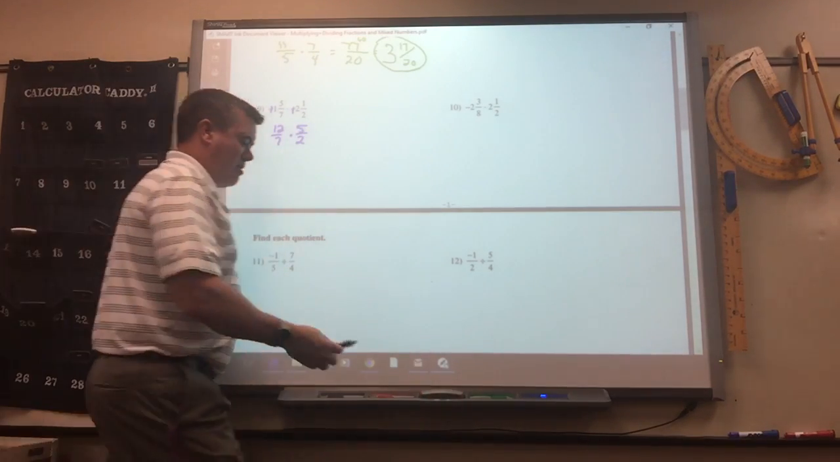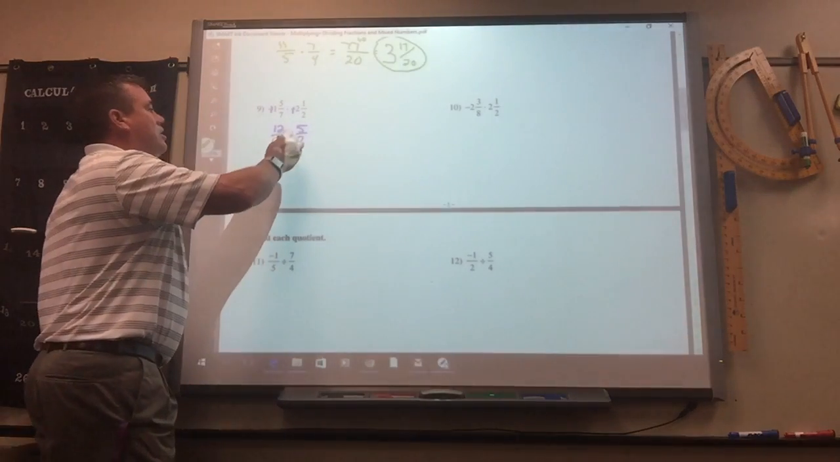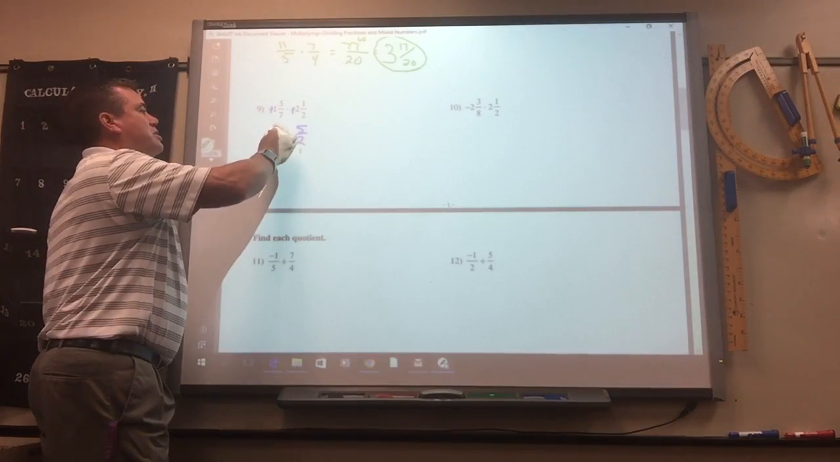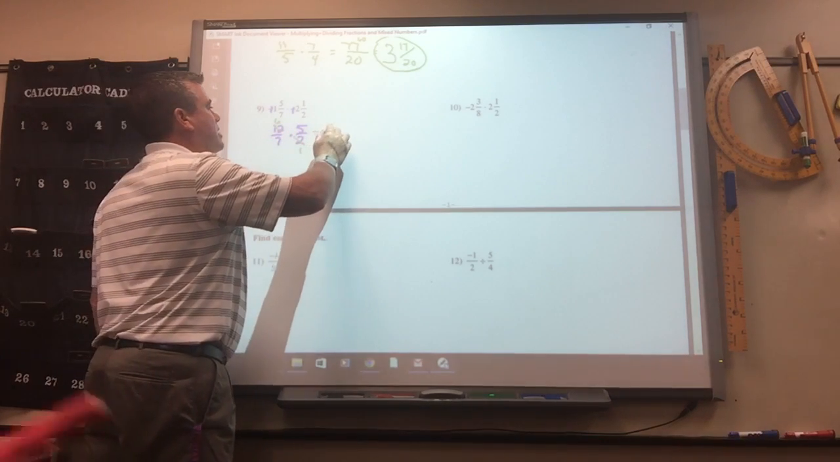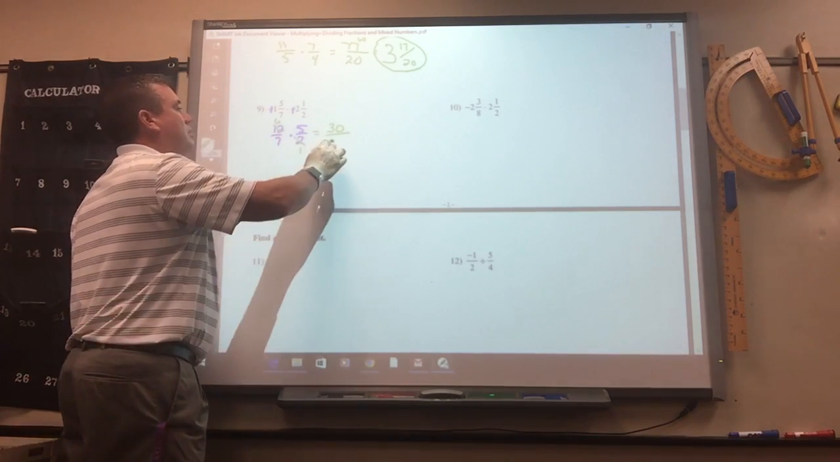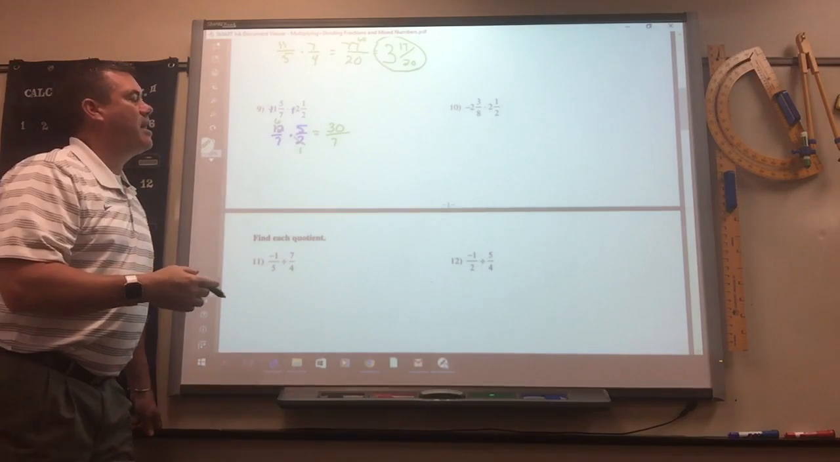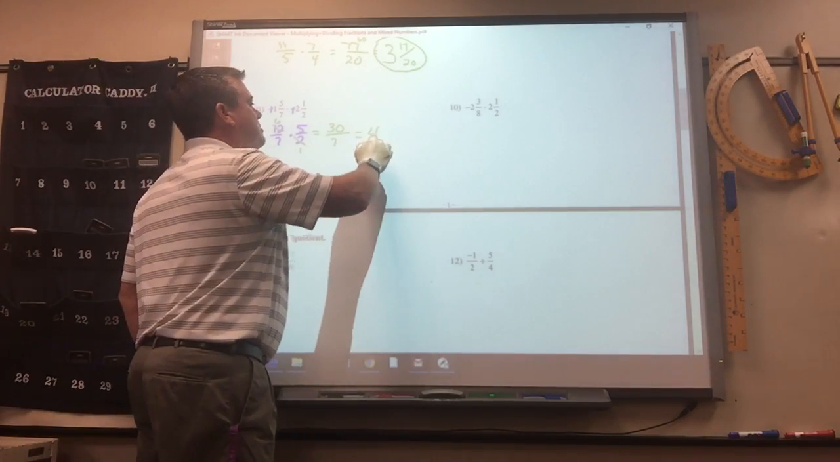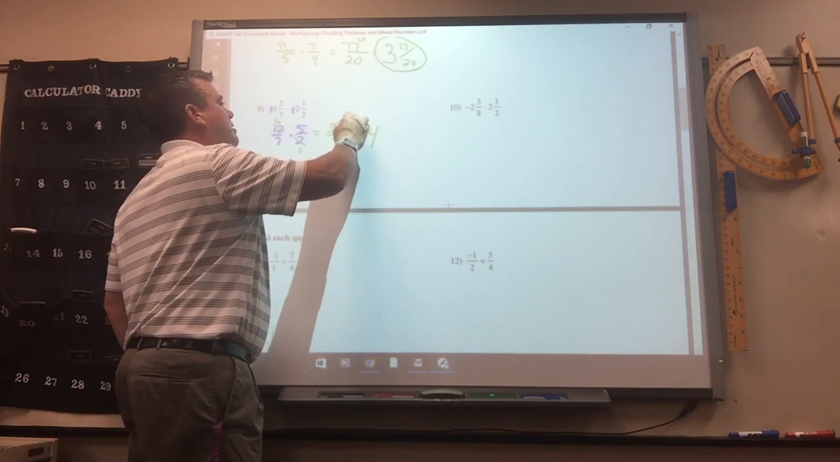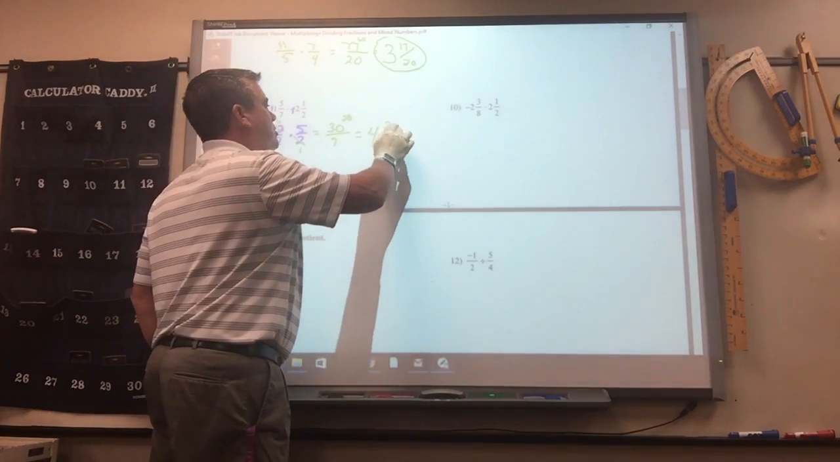Can you cross cancel? Yes. 2 goes into itself once, and it goes into 12 6 times. So, top times top is 30 over 7. 7 goes into 30 4 times. 4 times 7 is 28, which means the remainder is 2.